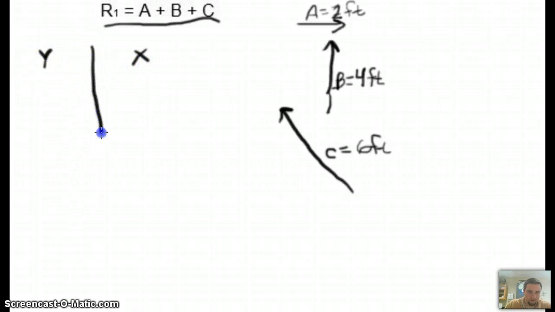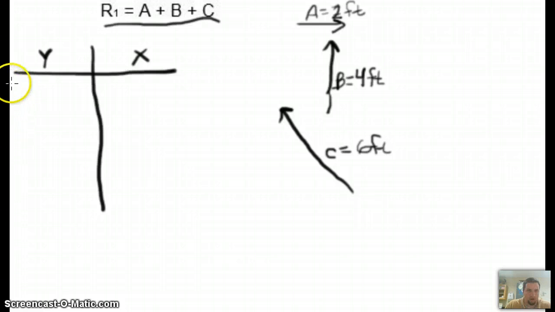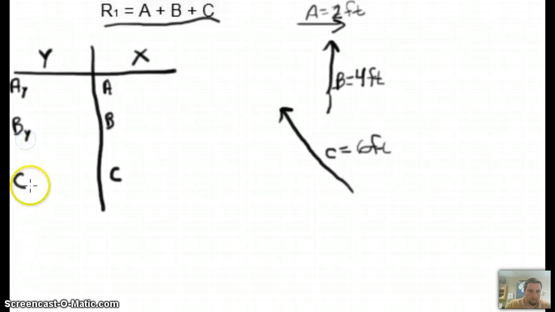Okay. So on the left side of this table will be the y components, and we'll have this for vector A, vector B, and vector C. Okay. And what we'll do is put the subscript for what vector this corresponds to. So those are all y, and these will be all x on here.